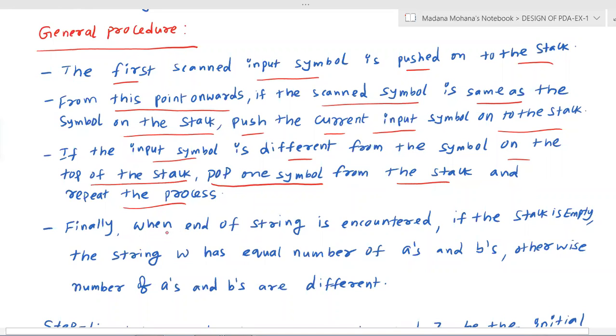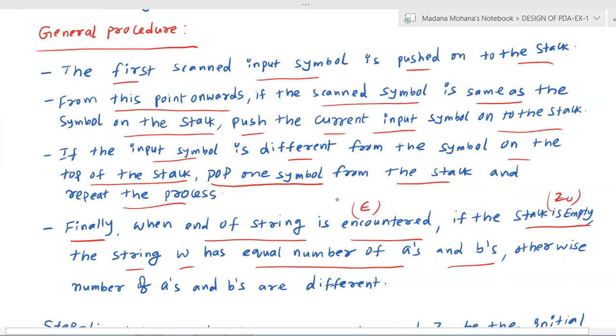After performing push and pop operations, when the end of string is encountered, that means the input is empty, if the stack is empty, meaning it contains only the initial symbol Z0, then we can say the string W has an equal number of A's and B's.